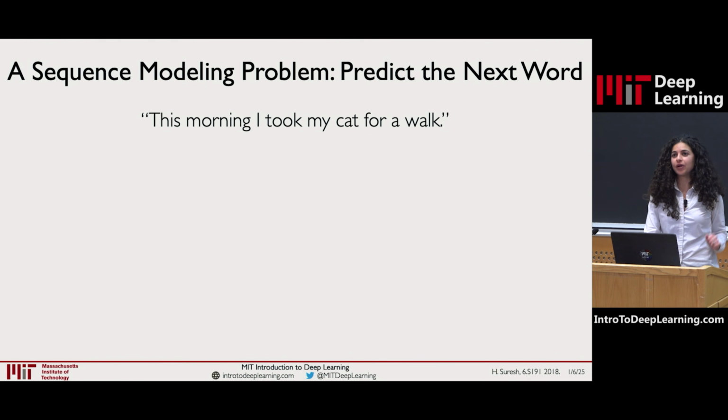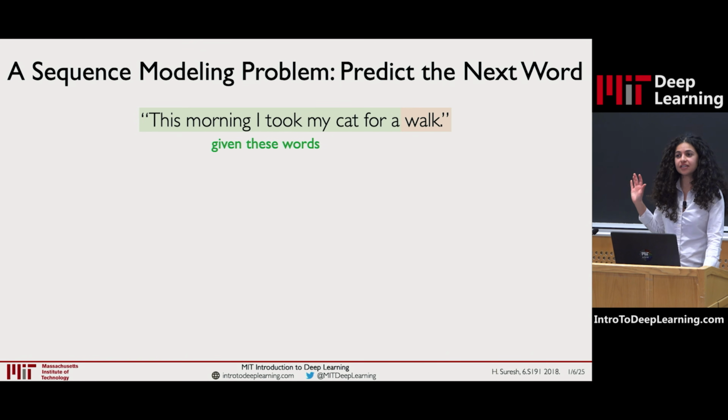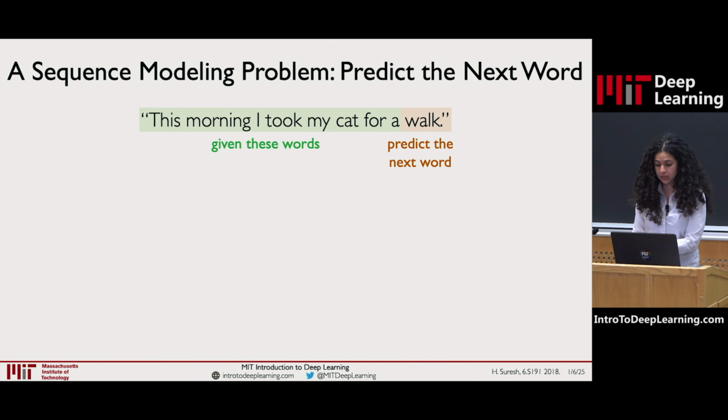So let's say we have this example sentence. This morning, I took my cat for a walk. Our task is, given this set of words, we want to be able to predict the next word. And let's say we want to build a sequence model like an RNN to do this task. What is our very first step? Any ideas?